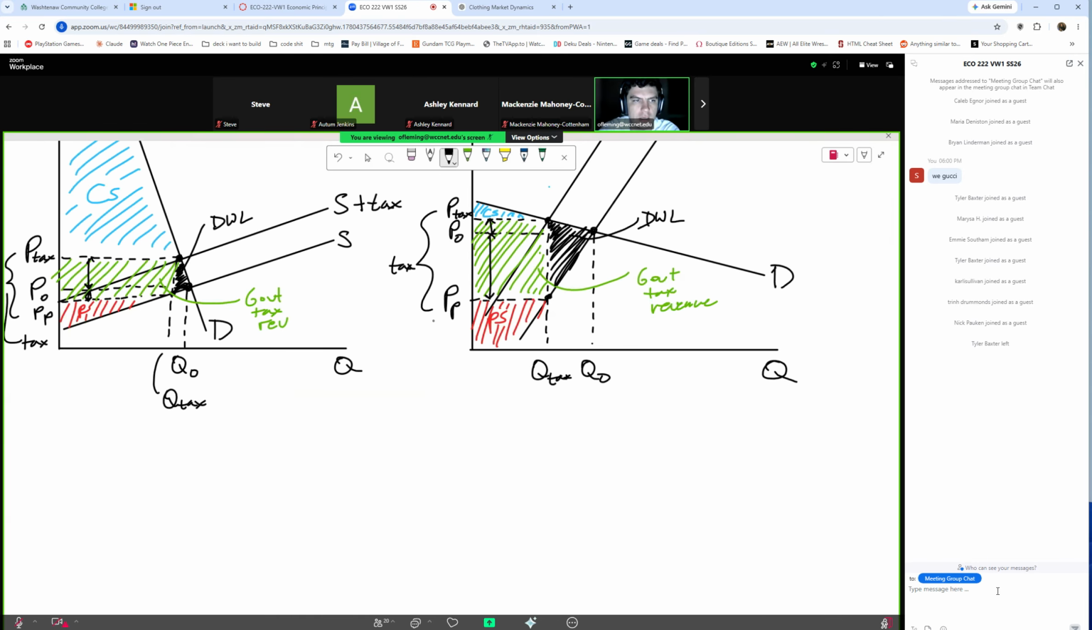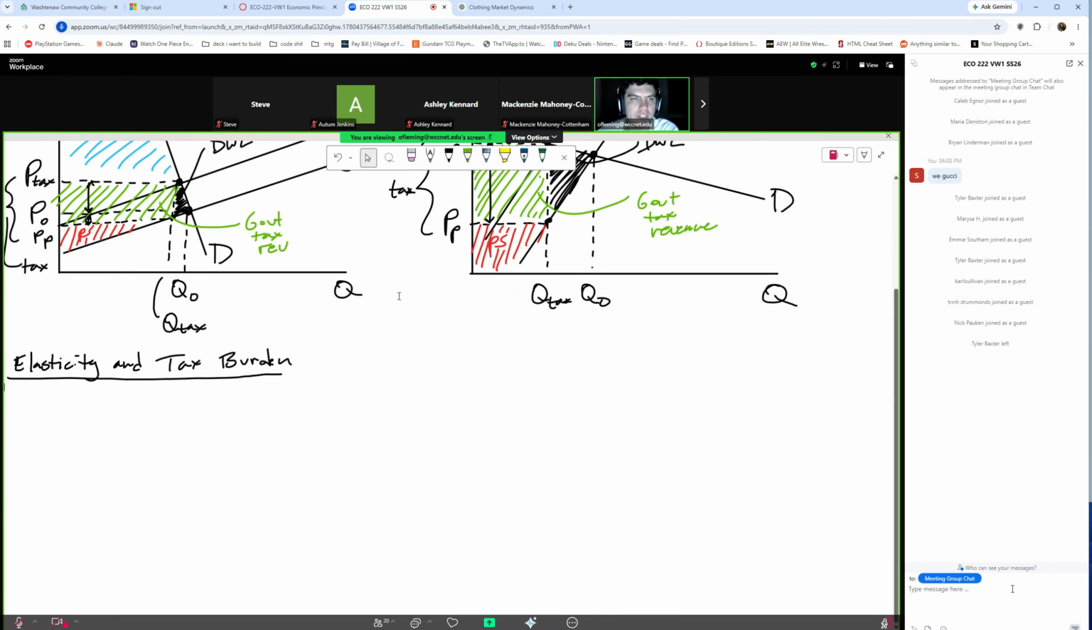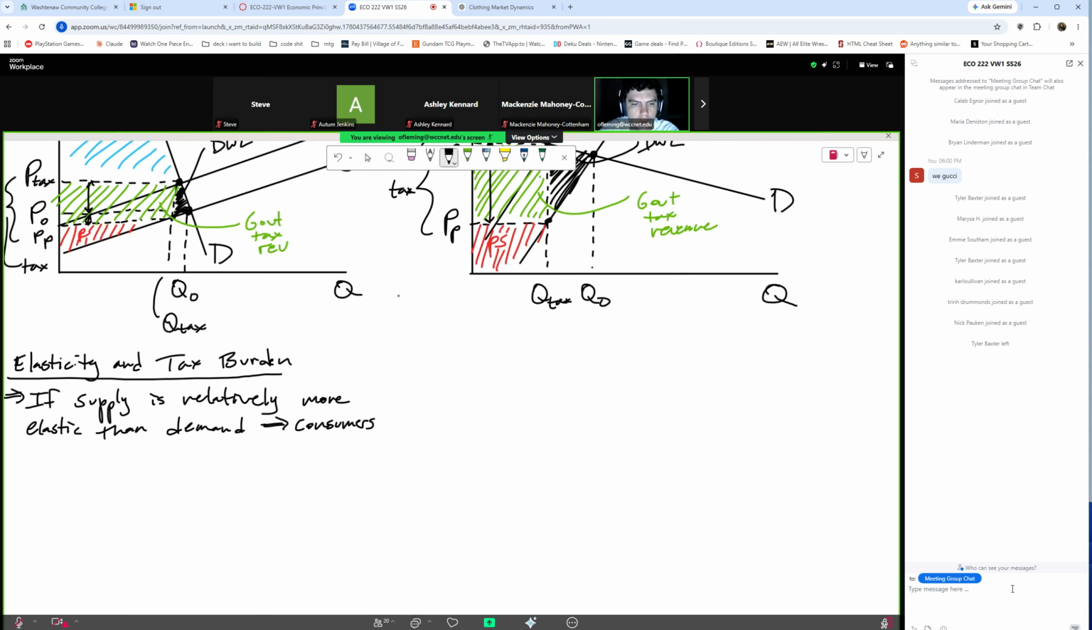Elasticity and tax burden. Over here on the left, we have a situation where supply is relatively more elastic than demand. So if supply is relatively more elastic than demand, consumers bear more of the tax burden.